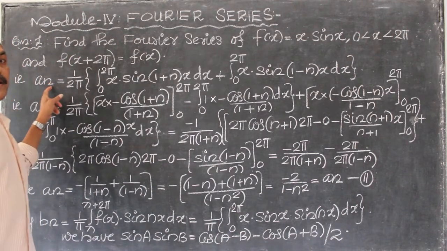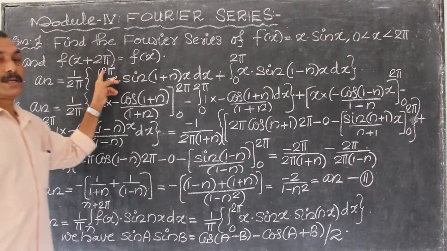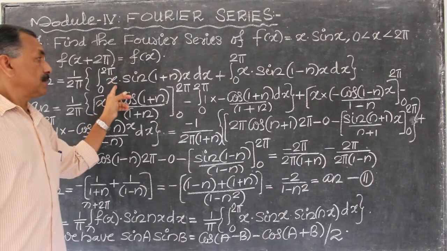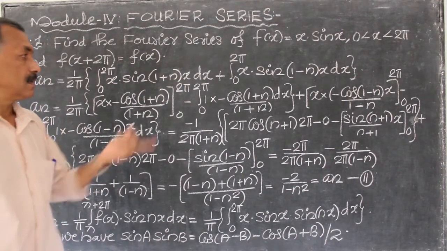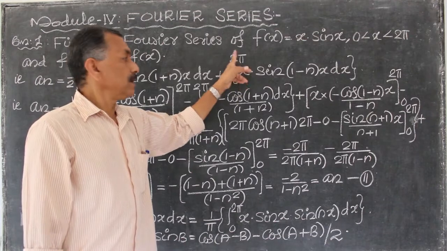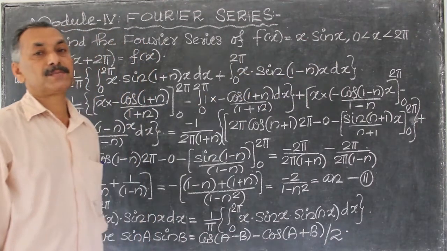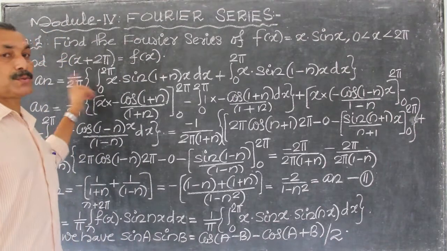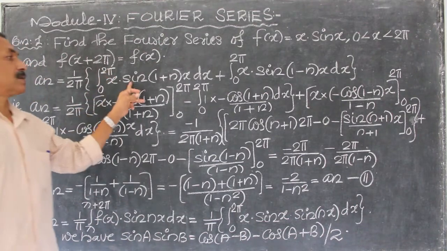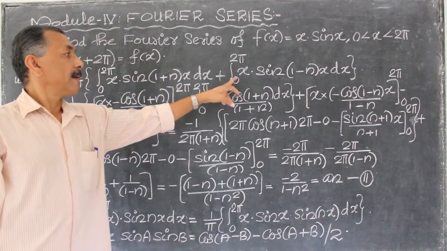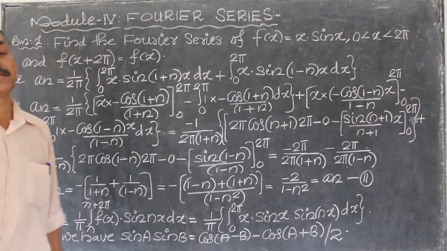What is an? An is equal to 1 by 2 pi integral 0 to 2 pi x into sin of 1 plus n into x dx, sin of a plus b, plus integral 0 to 2 pi x into sin of 1 minus n into x dx, sin of a minus b. That is 1 by 2 pi integral 0 to 2 pi x into sin 1 plus n into x dx plus integral 0 to 2 pi x into sin 1 minus n into x dx.